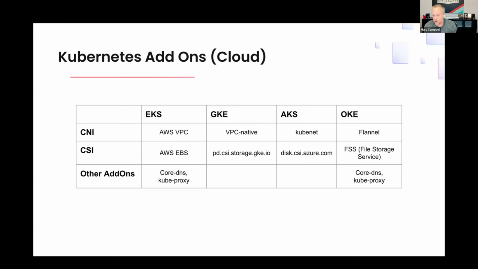So for EKS, when you spin up an EKS cluster, you're going to get the AWS VPC CNI, the EBS CSI. This table lists what you get on each of them. Right now, it's not configurable, but you notice that it's not the same. It's not Calico across the board. It's the cloud provider specific CNI that you should test your application with.